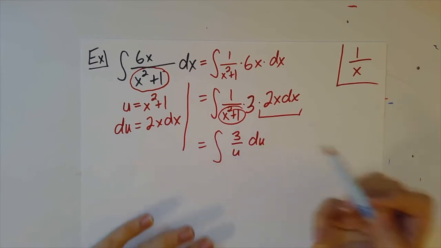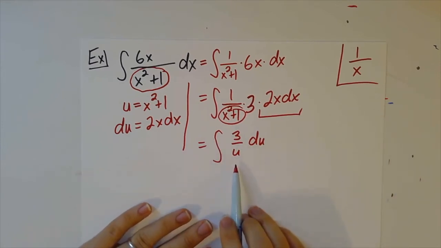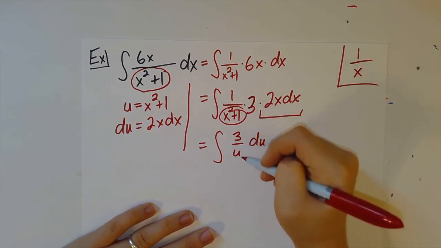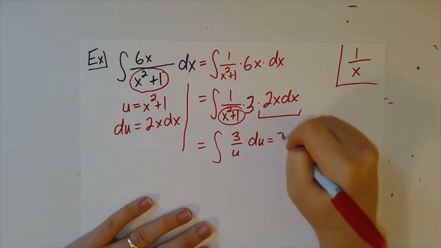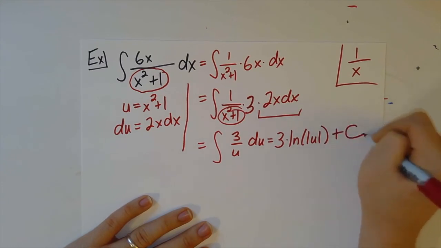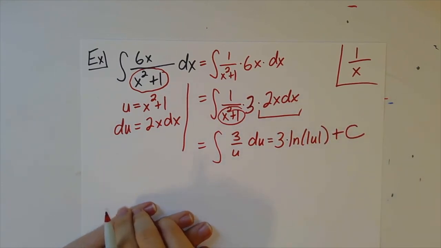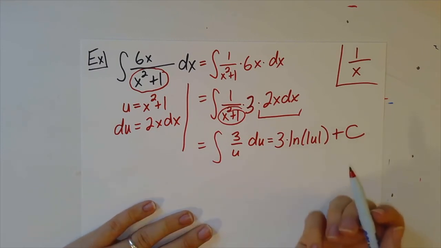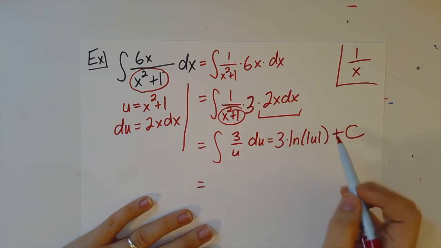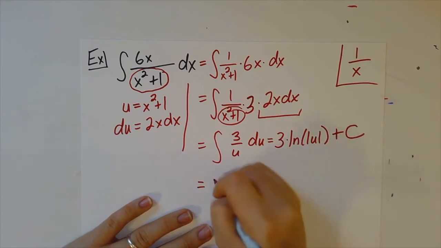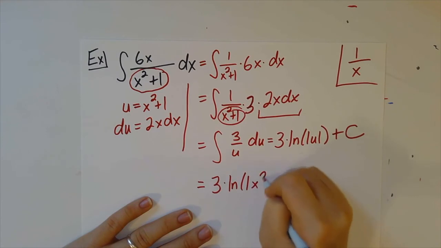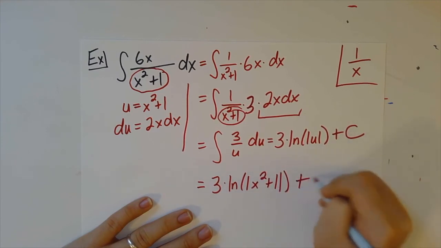And so this is now a power rule question. But remember, this is the one particular case of the power rule where things work out a little strangely. Because the integral of 1 over u is going to be the natural log of the absolute value of u. So this is going to be 3 times the natural log of the absolute value of u plus c. And then last up, you have to remember that you have to substitute everything back to the language that it was in before. So in this case, this is 3 times the natural log of the absolute value of x squared plus 1 plus c.